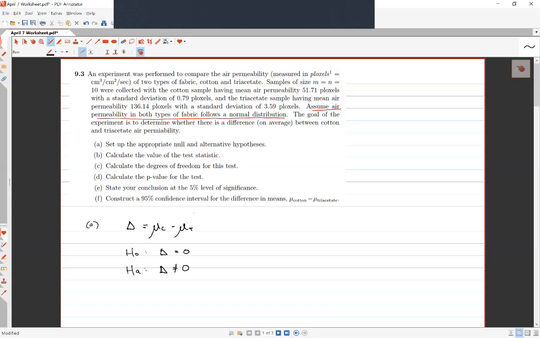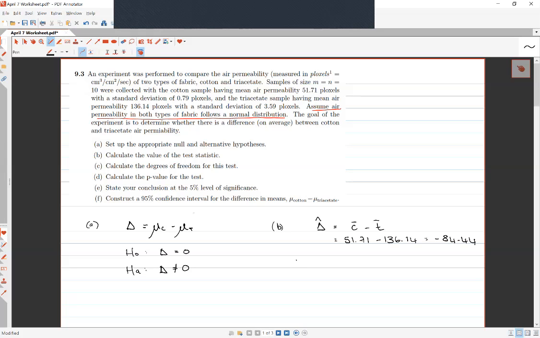Now, next, we want to calculate the value of the test statistic. So we need to know what our observed difference is. I'm just going to stick with the C and T notation here. So C bar for the average air permeability of cotton, etc. And in this case, that means it's 51.71 minus 136.14. So at least based on what we observed, there is a pretty substantial difference between the two. But the observed difference on its own is not informative. We have to convert it to a test statistic to make that ultimate determination.